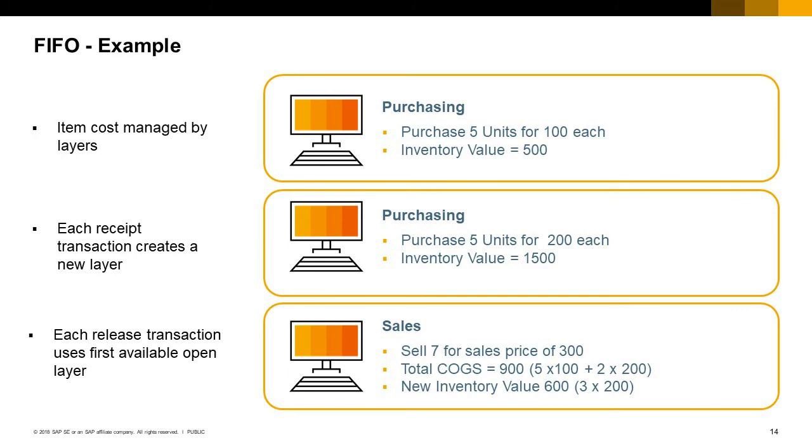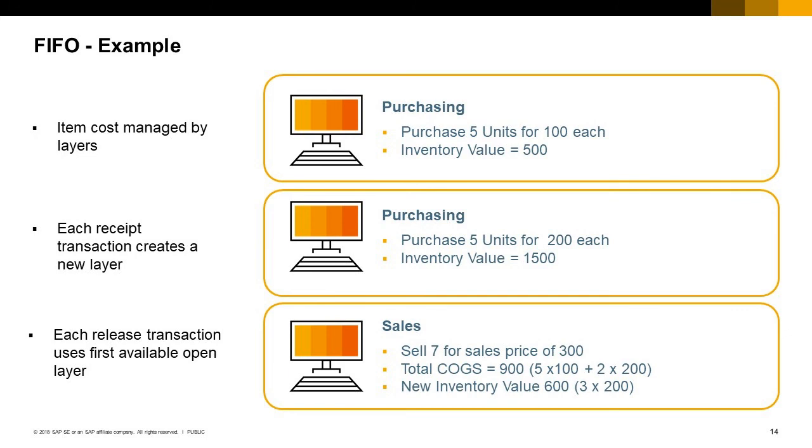So in our example, again we purchase 5 units at 100. The goods receipt PO creates a FIFO layer with 5 units costing 100 each. The total inventory value is 500. We purchase a second quantity of 5 units at 200 for a total value of 1000. The second goods receipt PO creates a second FIFO layer for these 5 units costing 200 each. The inventory value is now 1500, 500 plus 1000.